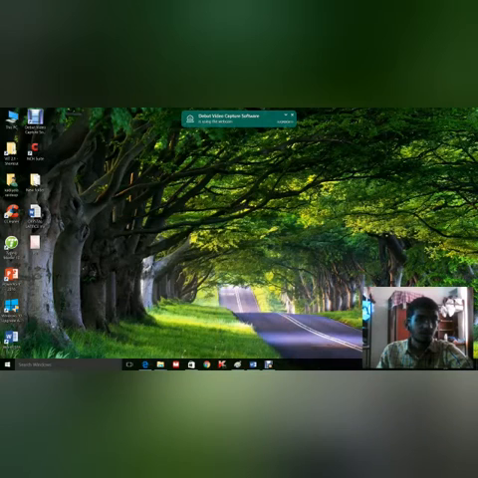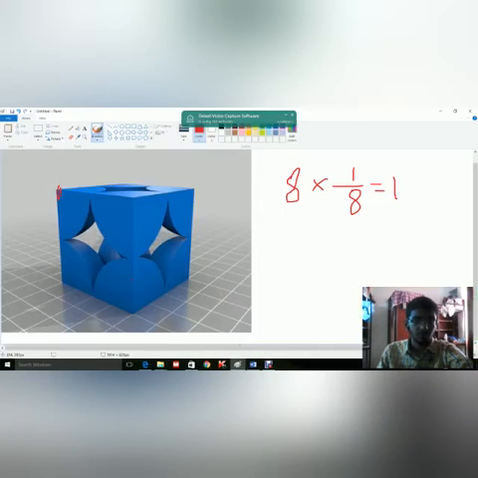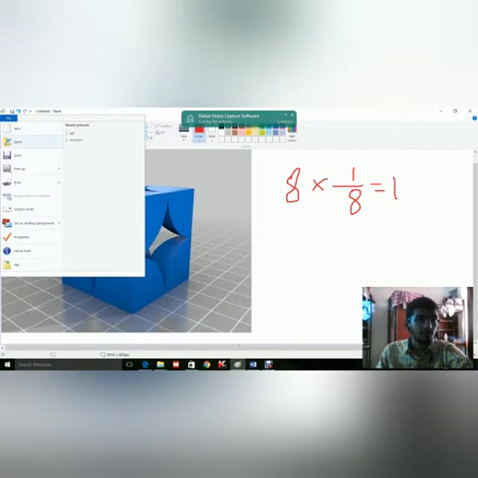Now we are going to see about the atomic packing fraction. Generally, what is atomic packing fraction?